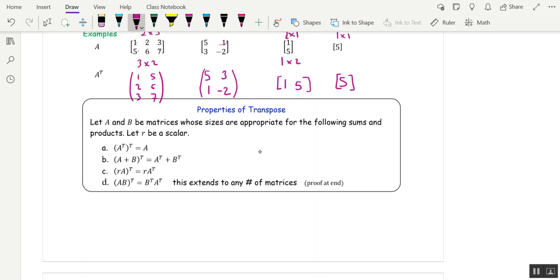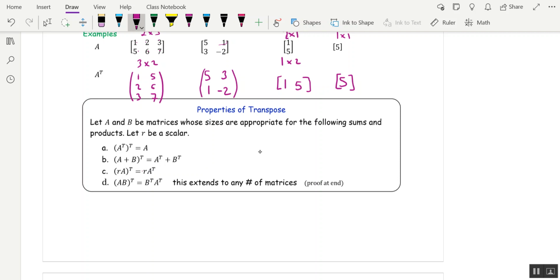This third one I can explain. If I take a matrix A and I multiply every entry by 2, then I transpose it. That should be the same as if I just first transpose the matrix, then multiply every entry by 2. In each case, every entry is being multiplied by 2. So I think that one should be pretty clear.